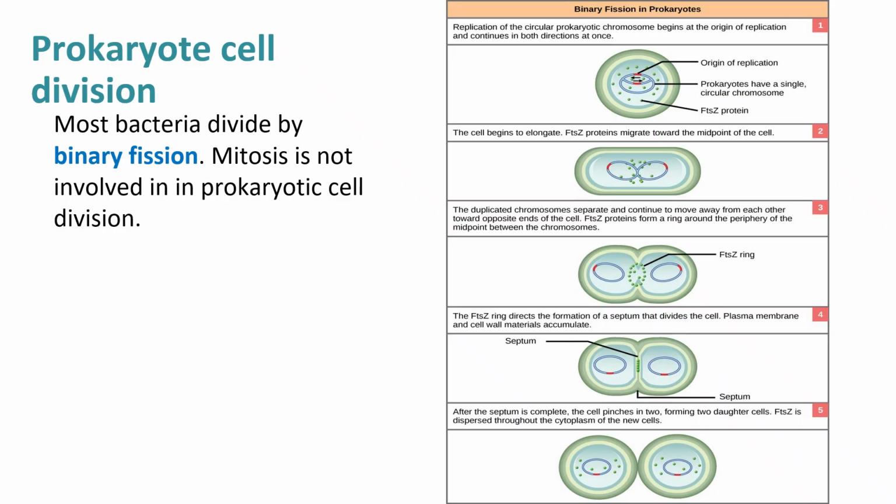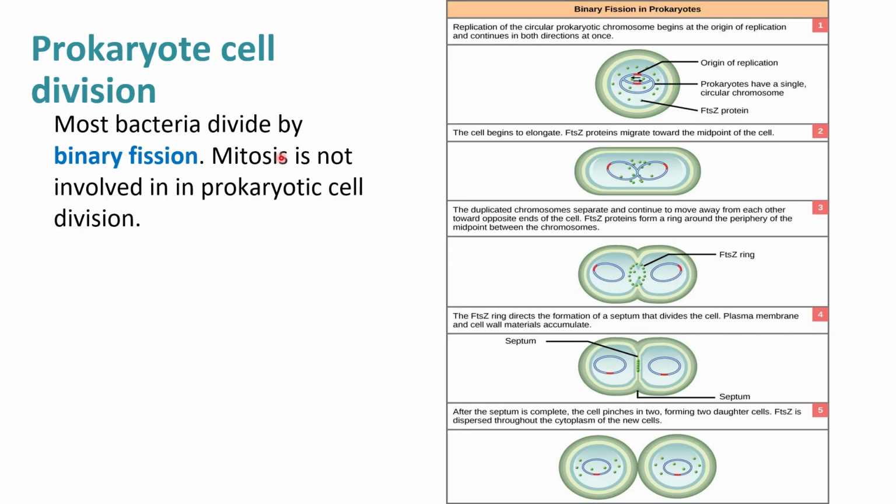And a quick peek of prokaryote cell division. Since prokaryotes have no nucleus and normally they just have one circular DNA, mitosis isn't really necessary for their cell division. So most prokaryotes are bacteria in most cases. That's kind of what we're referring to. And they mostly divide by a process that we call binary fission, asexual reproduction.